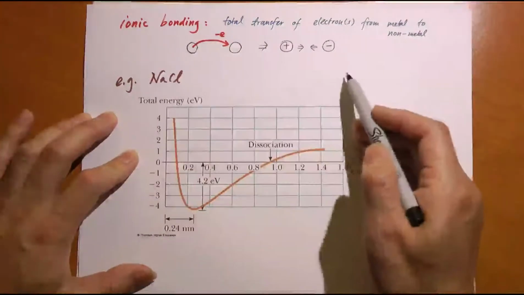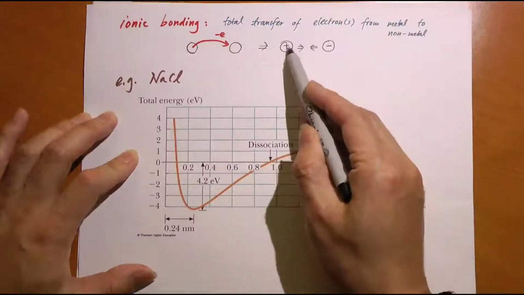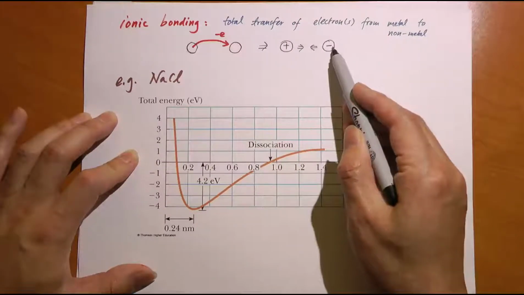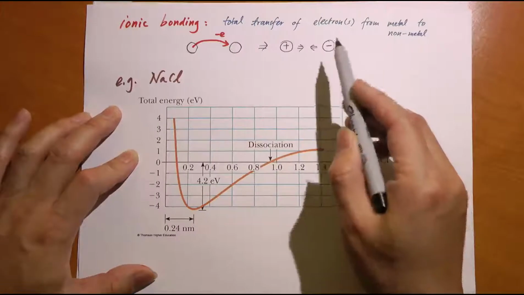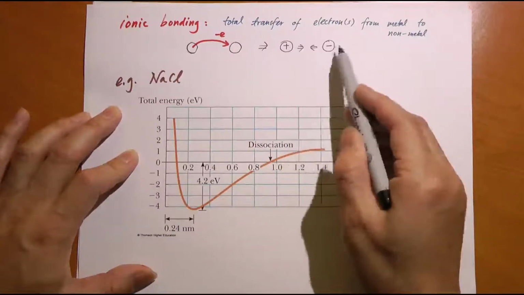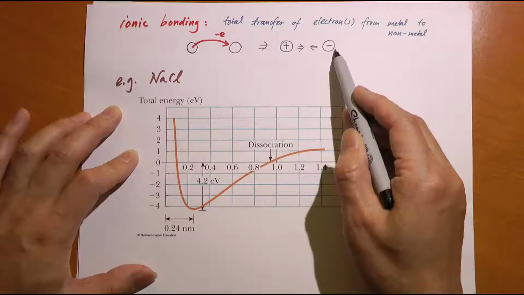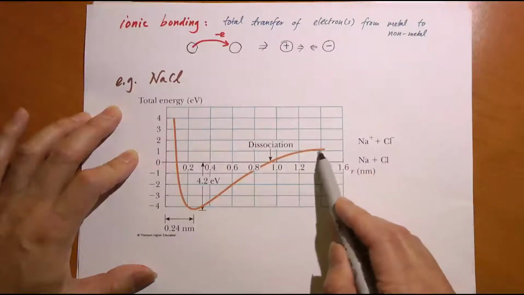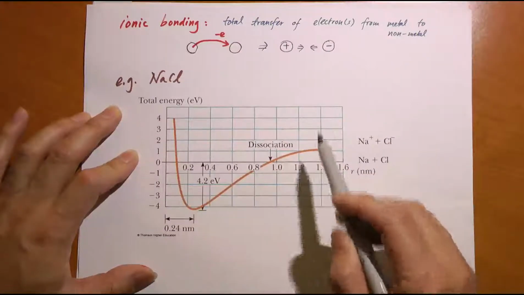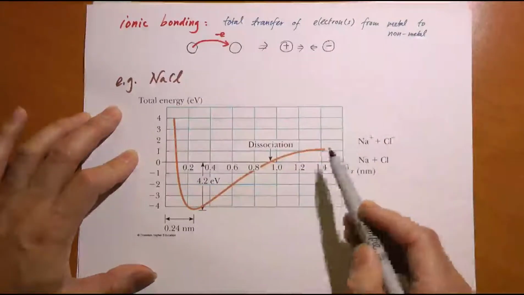So you put them very far away from each other. This one is positively charged sodium. This one is negatively charged chlorine. They do not see each other, but the sodium loses an electron and the chlorine gains an electron. That actually takes energy to do. So the energy is about 1 eV. It takes about 1 eV to put this electron from here to there.